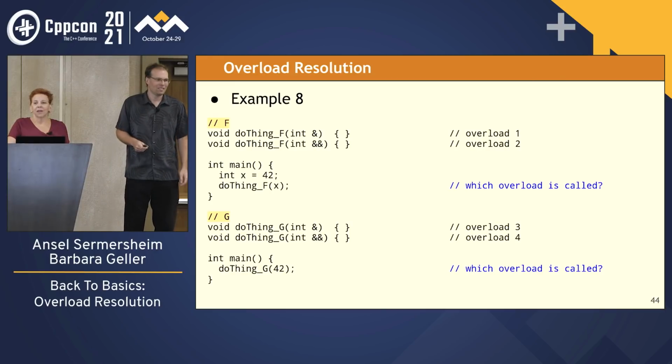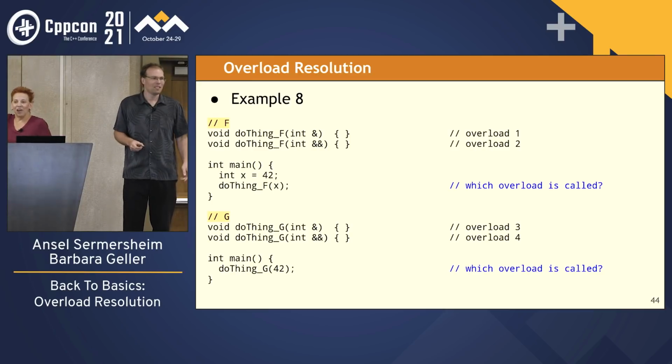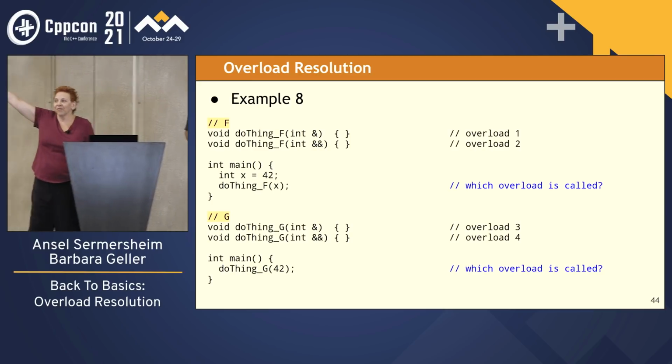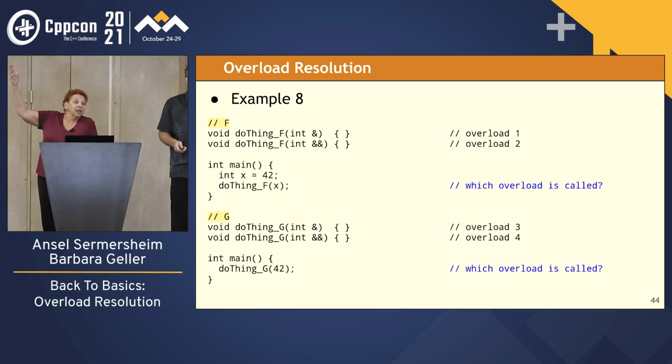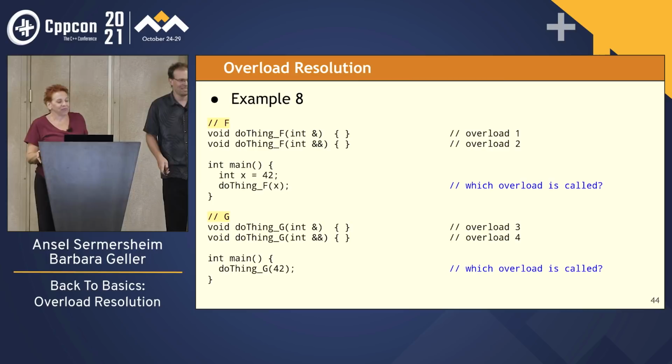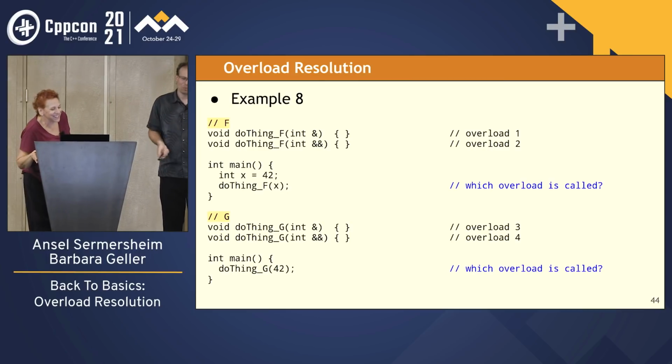Ambiguous? A couple of those too. Everybody's getting scared. For 3? No. On G, overload 3? Overload 3. Overload 4. Okay, ambiguous? Because we keep doing that to you. Okay, let's take a look at the answers.